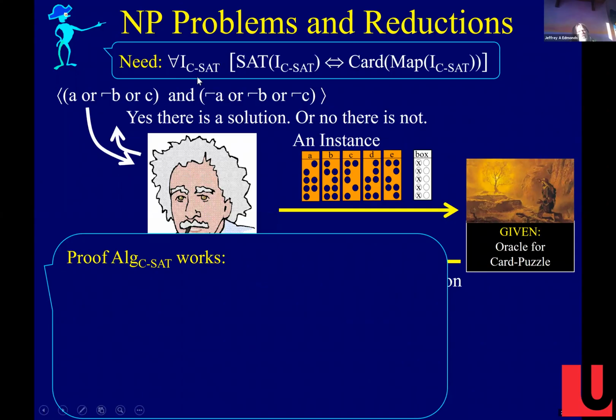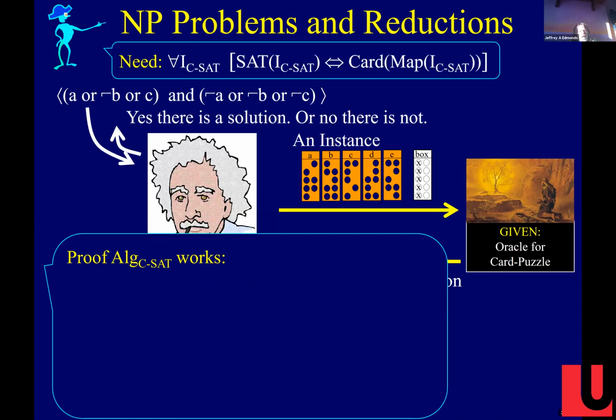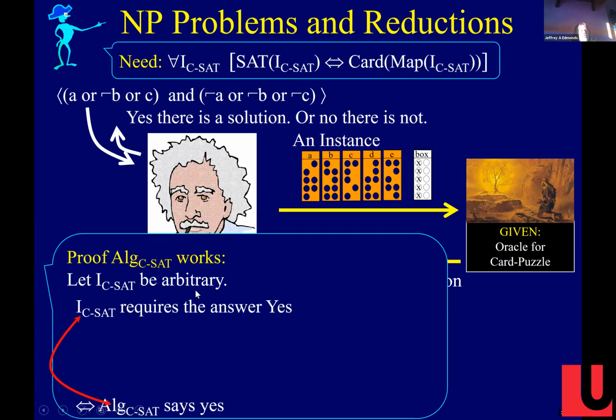Because here I want to prove that my algorithm works, I need to prove both. I have to prove that if the input is a yes input, the algorithm will say yes. And I also have to prove that if my input is a no input, then my algorithm will say no. And how do I do that one? I say, well, if the algorithm says yes, then the input's a yes, and if the input's a yes, then the algorithm says yes. That's where this if and only if comes in.